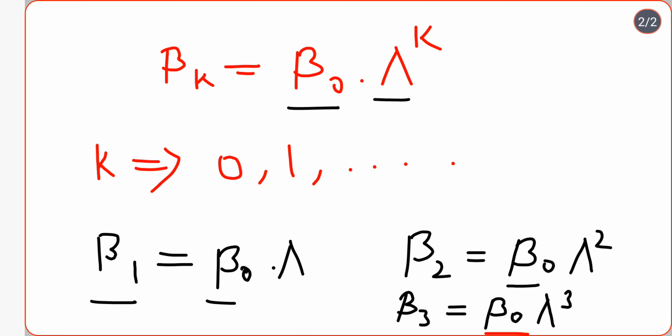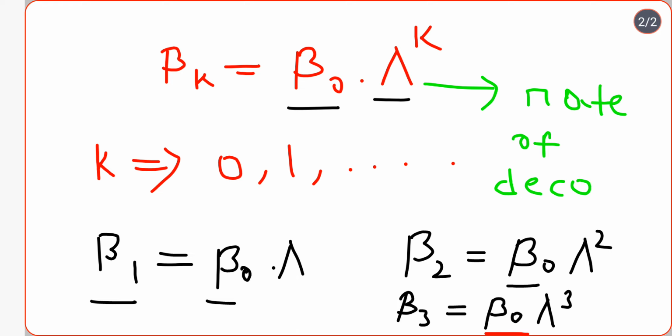Now the question arising is, what is lambda? Lambda is basically called the rate of decline or rate of decay. And 1 minus lambda is the speed of adjustment. I am going to explain it later, but now suppose we have some values of lambda, and let me show you something.